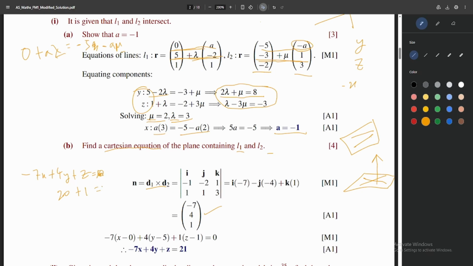By the way, this will be the constant, the d. We are trying to find the d over here. So 20 plus 1 is 21. So yeah, that's it. This is another method. Both methods work, same thing. So this will be the final answer.